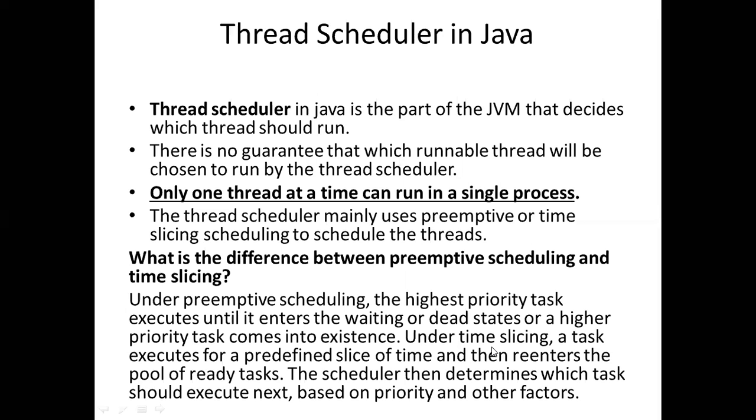Similarly, we have time slicing. In time slicing, we give a predefined slice of time and then the task re-enters the pool of ready tasks. Whatever threads we have in a particular process, each thread gets a different time slice. We say the first 10 minutes are for this particular thread, after 10 minutes another thread will execute, and so on. Then the scheduler determines which task should execute next based on priority or other criteria. Clear? So similarly, like we have a process scheduler in process scheduling, in the case of threads also we have thread scheduling.